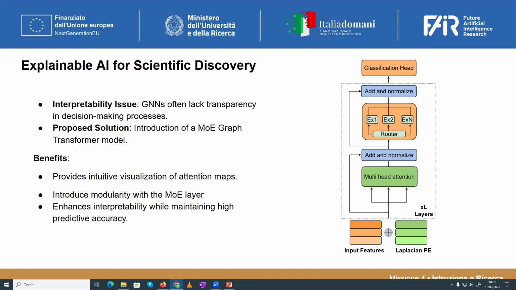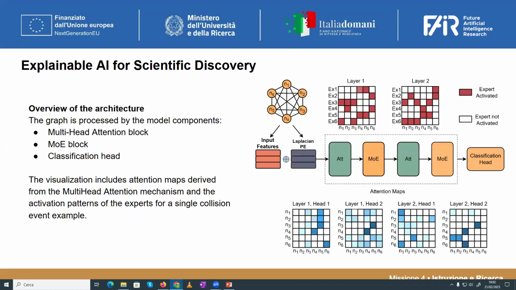And then we put a classification head at the end, because as we will see later, we use this model for event reconstruction. So we need a classification head to define what is the event that we want to reconstruct. Here there is the sketch of the full model. As you can see, we have a graph. The graph is passed through a certain number of layers, and we can look at the attention maps to see which node pays attention to the others, and we can also see the expert specialization.